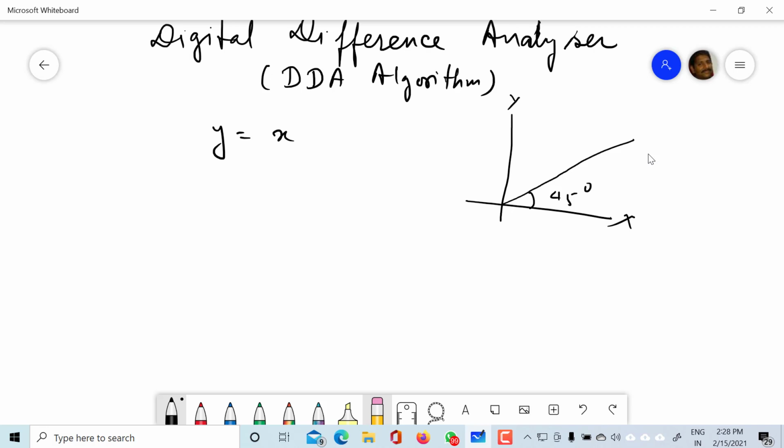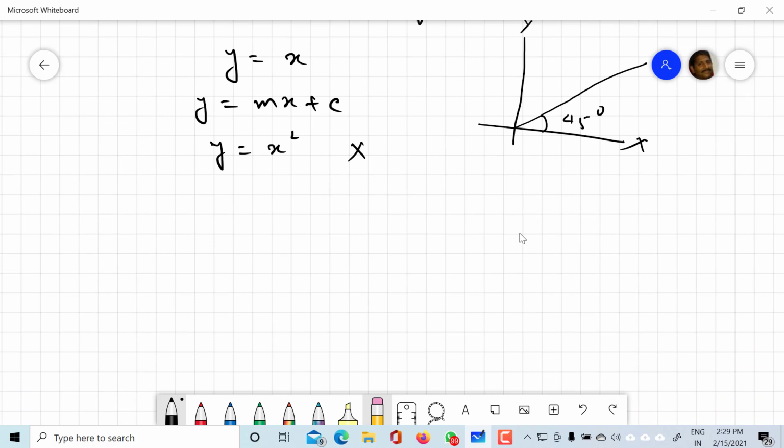Y equal to mx plus c, y equal to x square. What did you say? Y equal to mx plus c. The answer is right. And what else did you say? Second, y equal to x square. No, this is not the equation of line. Okay? This is not the equation of line.